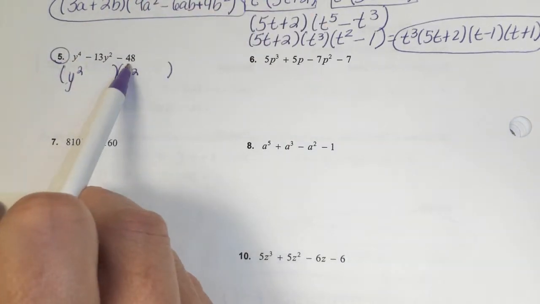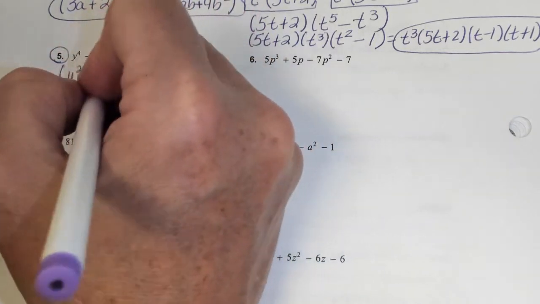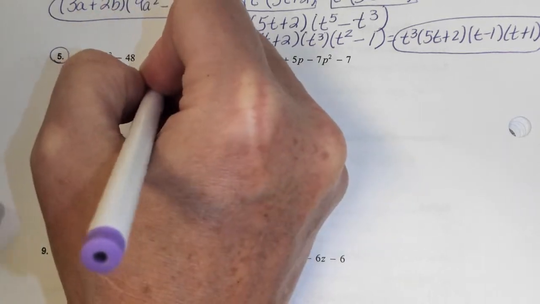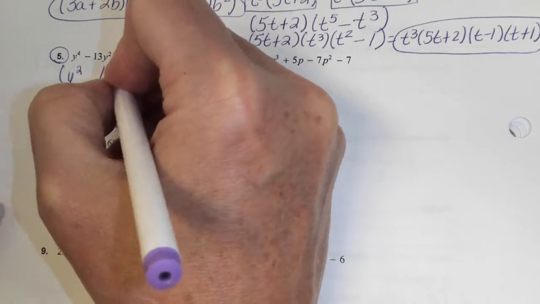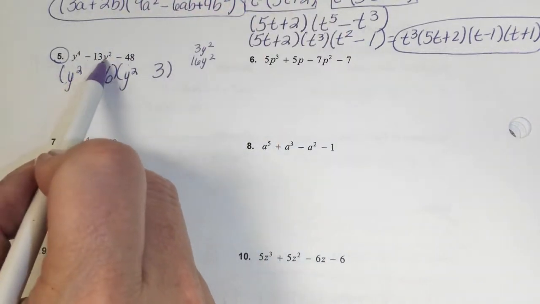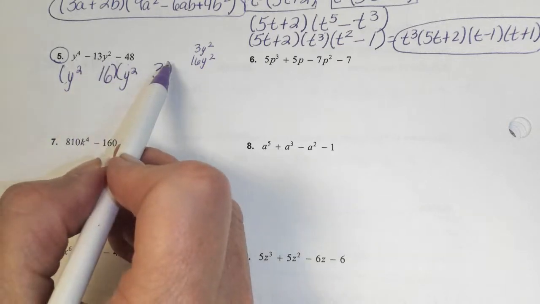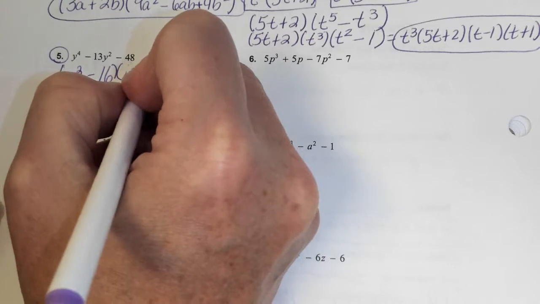Now I look here. What are numbers that multiply to be 48 and subtract to be 13? 6 and 8 doesn't work. 16 and 3. So I'm going to use 16 and 3. I check the outers, that gives me 3y squared. The inners give me 16y squared. I want to get a negative 13y squared. So I'm going to have the 16 negative and the 3 positive.